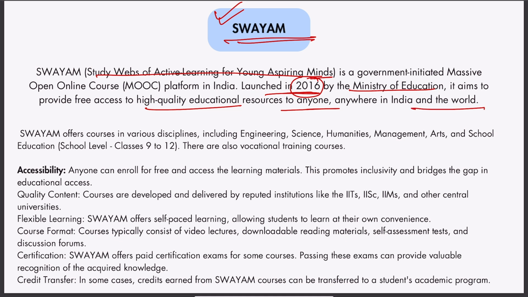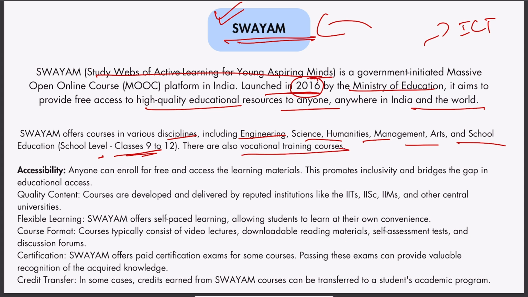All right. SWAYAM, I've added some more notes in ICT and we'll go over SWAYAM one more time at that point. But let's go over it right now as well. SWAYAM offers courses in various disciplines including engineering, science, humanities, management, arts, and school, and is available for classes 9 to 12 for school students as well. There is also vocational training.